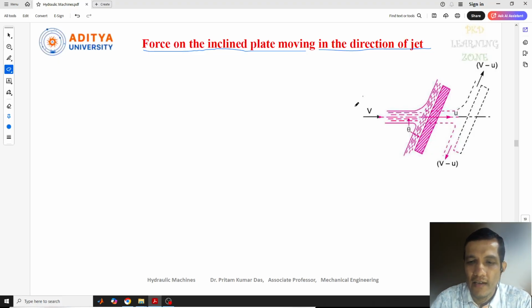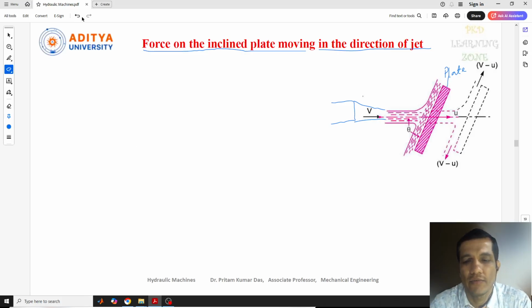Let us consider a plate. Suppose this is the plate which is not fixed, which is supposed to be moved after striking the jet. So this is the plate, and the jet of water which is striking the plate is supposed to come out from a pipe. Basically the application of this concept will be in the turbine cases. If you see turbine cases, many of the turbines have the application of this impact of jets on the turbine blades, or the blades or vanes we have discussed previously.